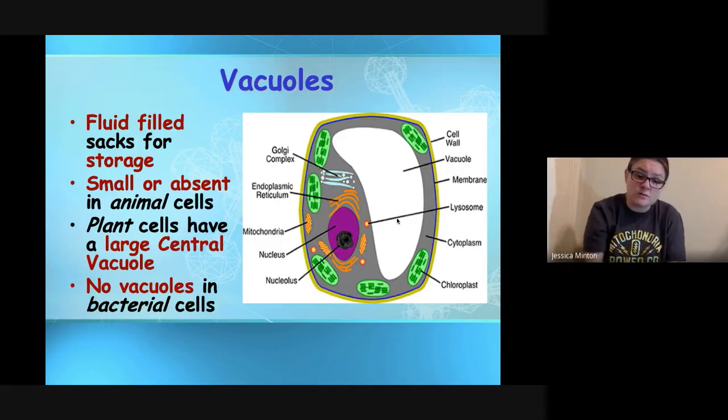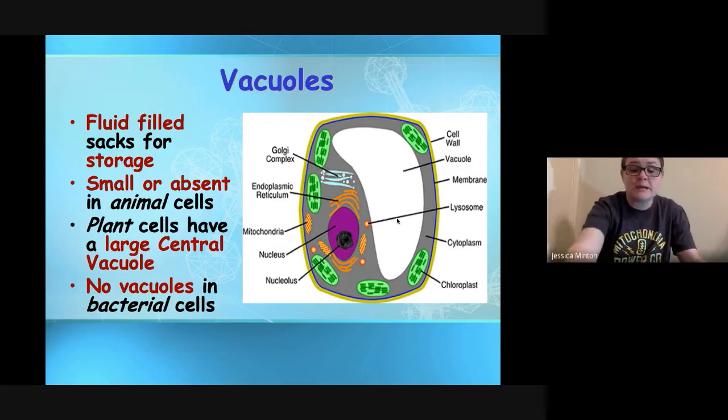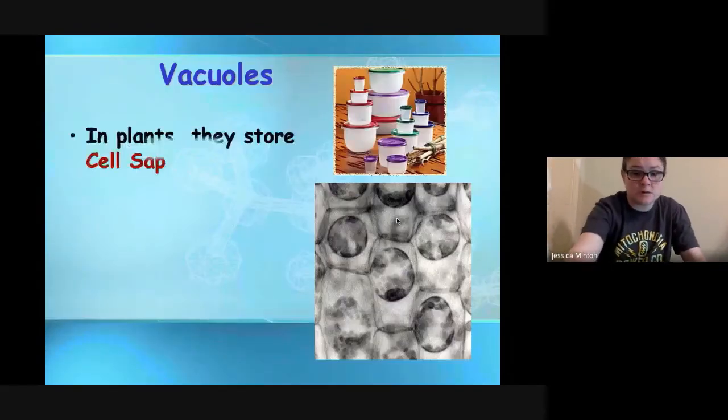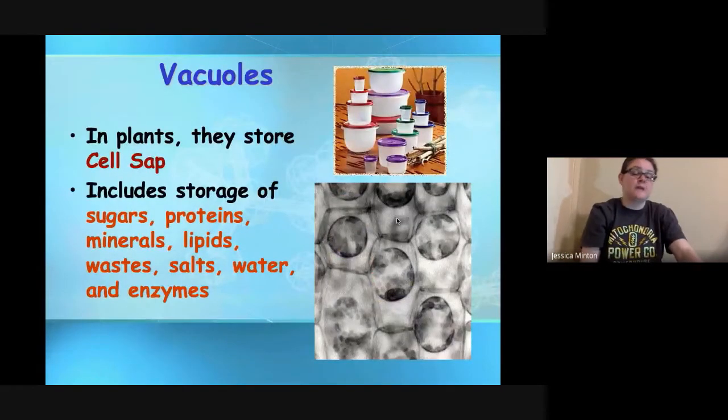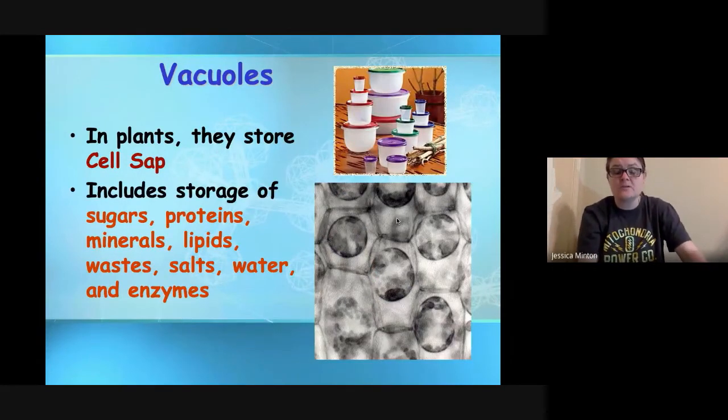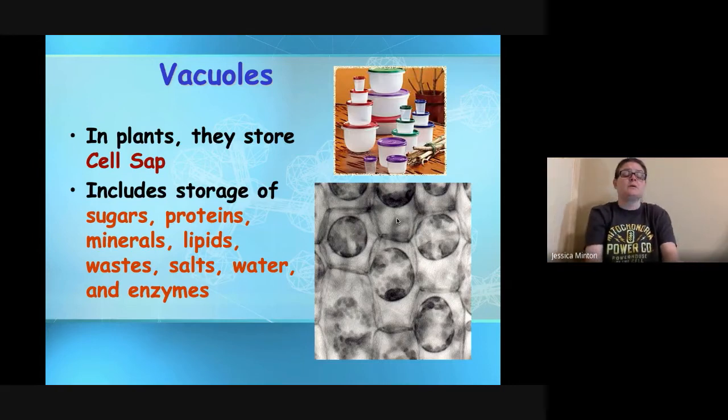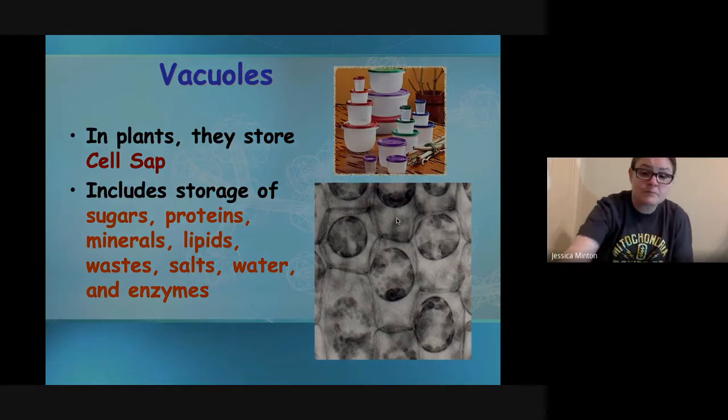So for plants, that vacuole is going to be huge, and it's going to be considered a central vacuole. It takes up the majority of that cell. In animal cells, we can have small ones or they can be absent. And bacterial cells do not have vacuoles at all. So what do vacuoles do in plants? They store cell sap. What is that? It can include sugar, whether it's the cellulose or the glucose or any other of those, proteins, minerals, lipids, water, salts, any kind of waste products from plants, and enzymes used for cell purposes.